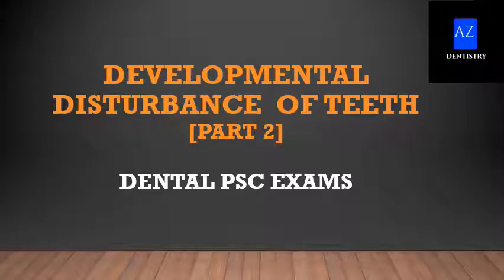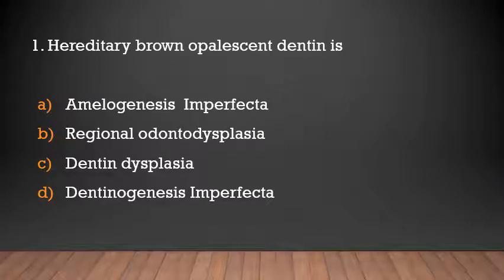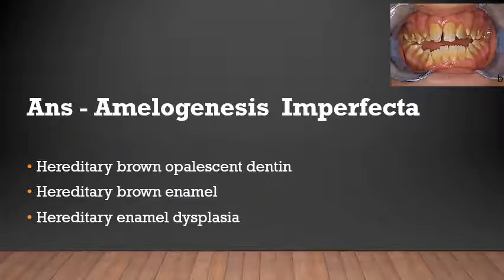This video focuses on important MCQs related to developmental disturbance of teeth. Hereditary brown opalescent dentin: amelogenesis imperfecta, regional odontodysplasia, dentin dysplasia, dentinogenesis imperfecta? Amelogenesis imperfecta, otherwise known as hereditary brown opalescent dentin, hereditary brown enamel, hereditary enamel dysplasia.